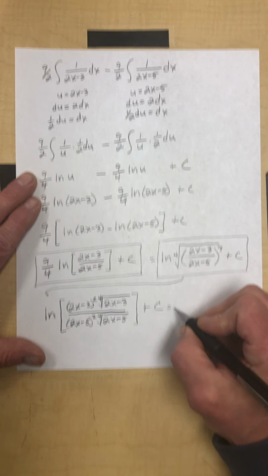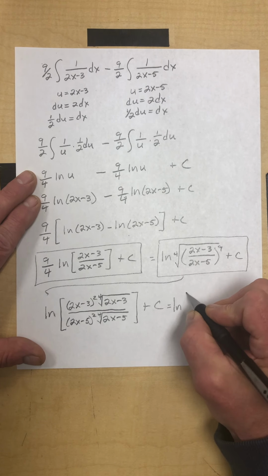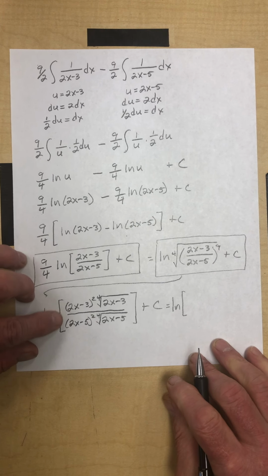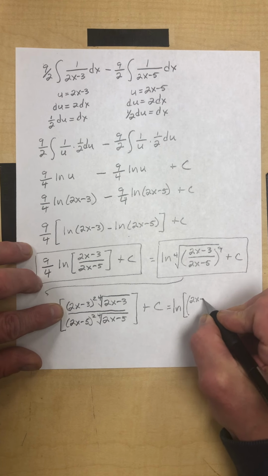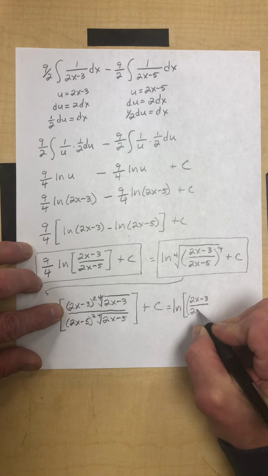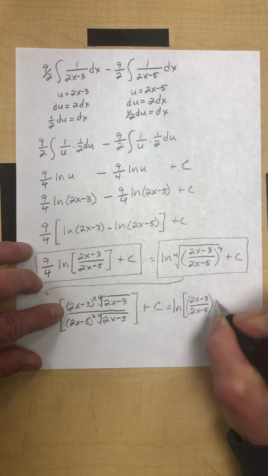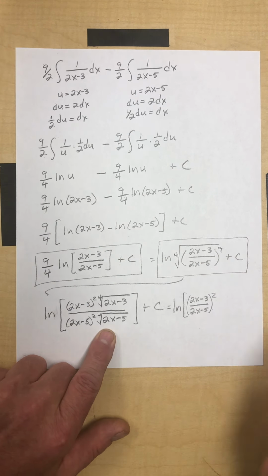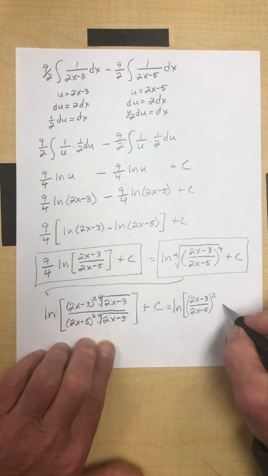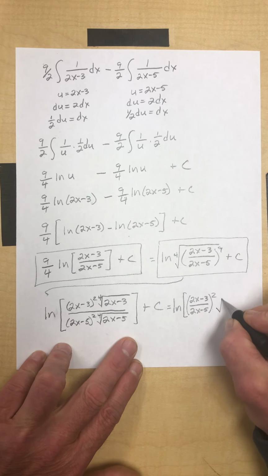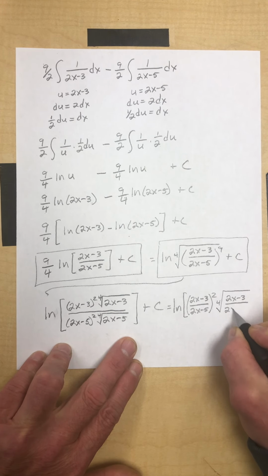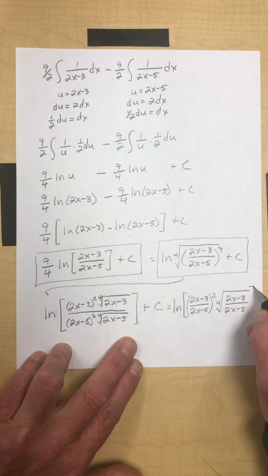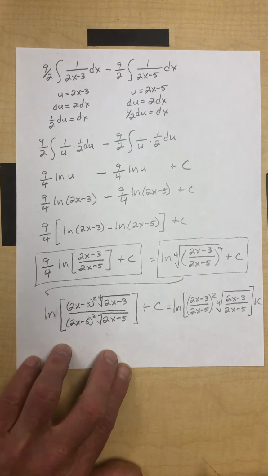So that would be the natural log of, well, I could write these guys out front. I could write that as 2x minus 3 over 2x minus 5, squared, and then they both have the same root or index number. So times the fourth root of 2x minus 3 over 2x minus 5. Like that, and then plus my constant of integration.